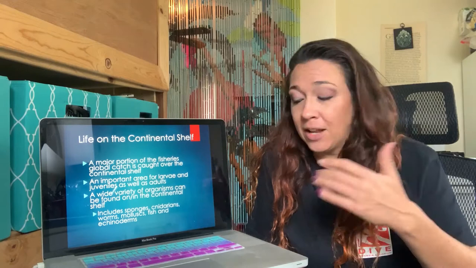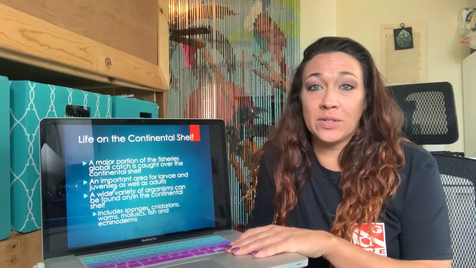Again, not uniform. The ocean is not uniform whatsoever. There are definitely very distinct areas that some of these organisms can only live in. Now, temperature. Temperature is not going to fluctuate like it did in the estuaries or the intertidal zone, but it is still going to fluctuate.